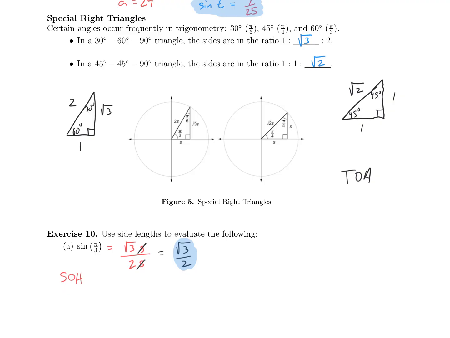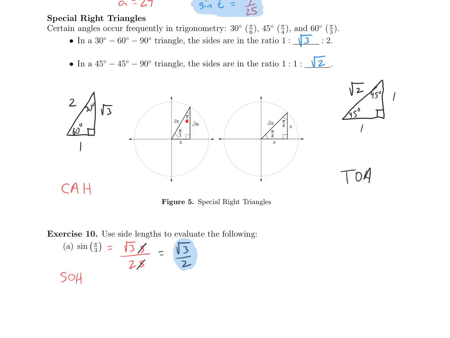So pi over 6 is 30 degrees. Since they're asking for secant, it's the reciprocal of cosine. So cosine is adjacent over hypotenuse. So the reciprocal of adjacent over hypotenuse would be hypotenuse over adjacent. So we're looking at the secant of pi over 6.